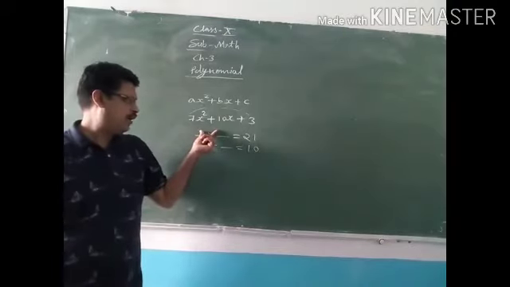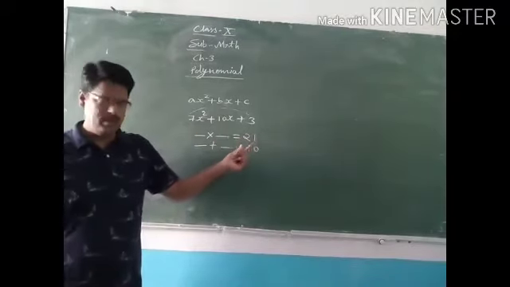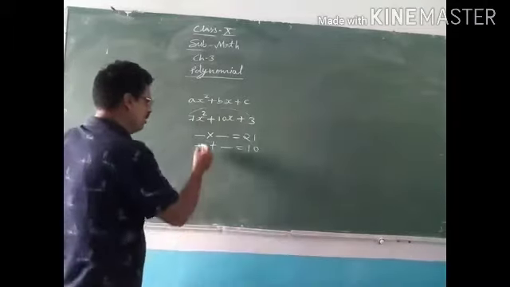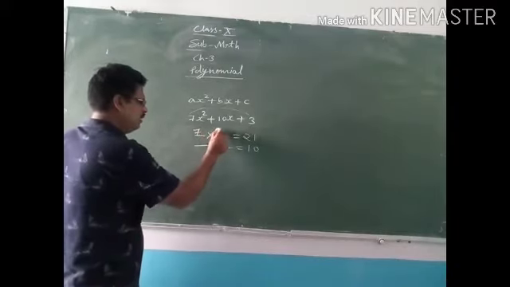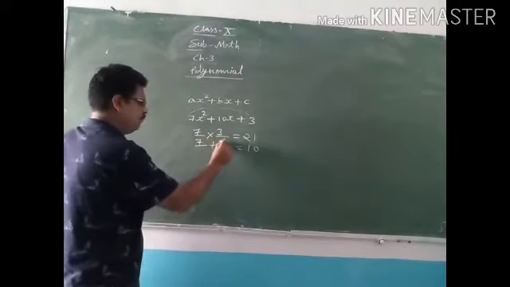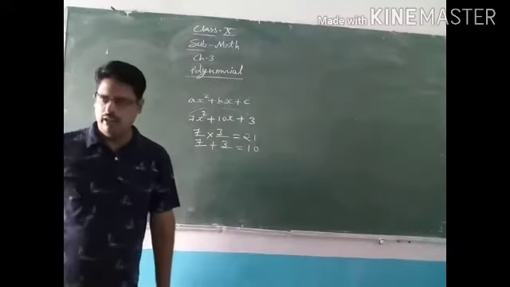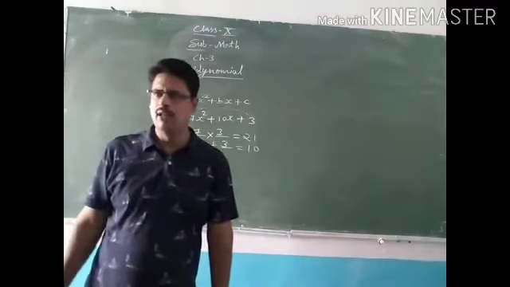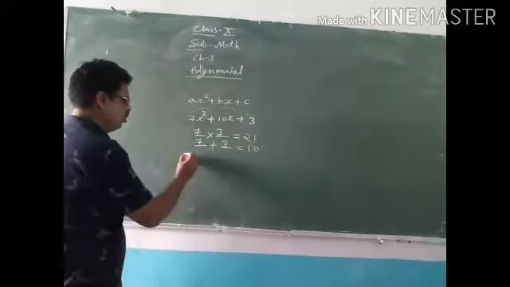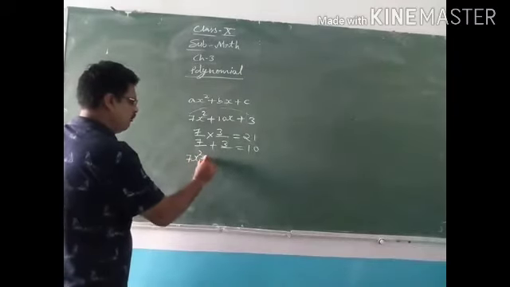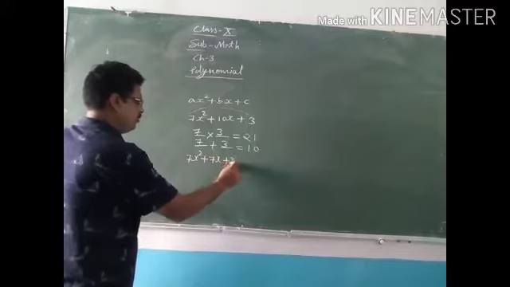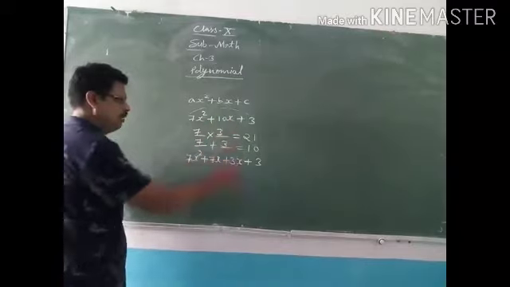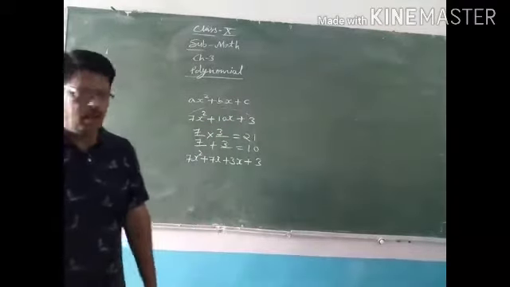That is, if we multiply two numbers, a into c, means 21, should come, and if we add the same numbers then it should come 10. So what are these numbers? These numbers can be 7 and 3: 7 threes are 21 and 7 plus 3 is 10. Understood everybody? So we can split this middle term 10x into 7x plus 3x. Okay, so 7x square plus 7x plus 3x plus 3. This 7x plus 3x is the same as 10x. So we have split the middle term.